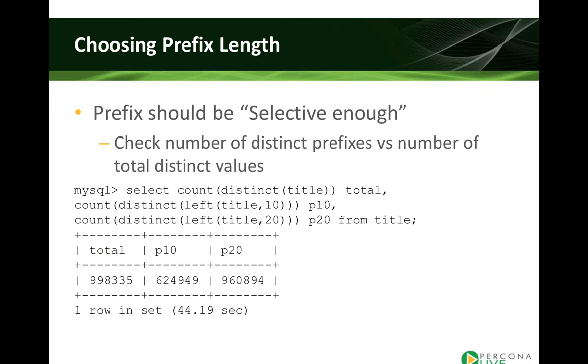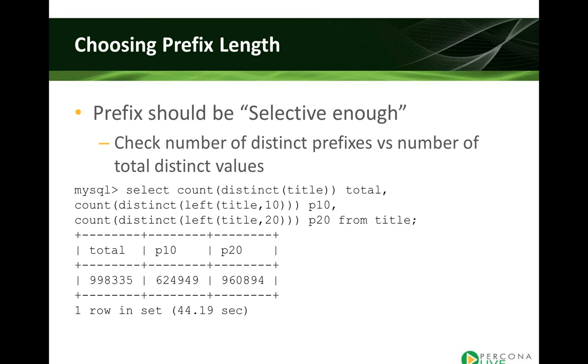Let me talk a little bit about this. What is the requirement for a prefix? Well, we want the prefix to be selective enough. And what does selective enough mean? Well, that means we want it to be as selective as, or close to the selectivity of, the total column. In this example, we have about 1.5 million rows in total, and we can see there are almost 1 million distinct titles. And if you look at their first 20 characters as a prefix, we can see that provides almost the same level of uniqueness.